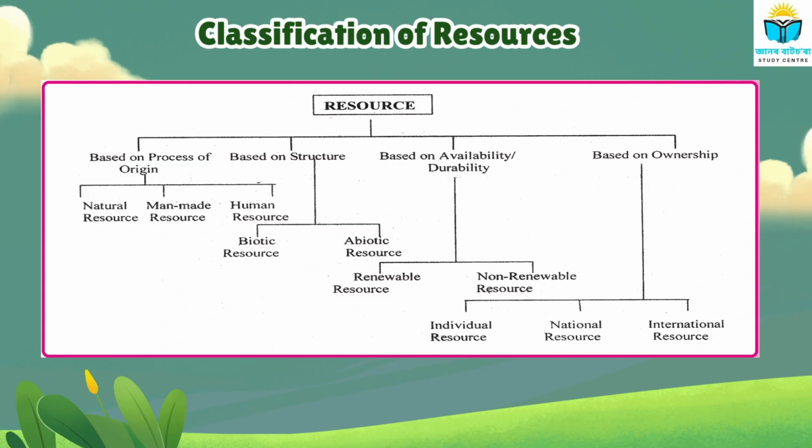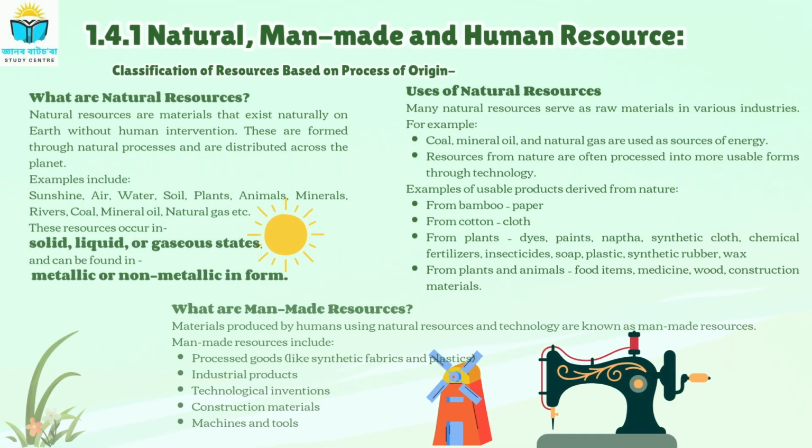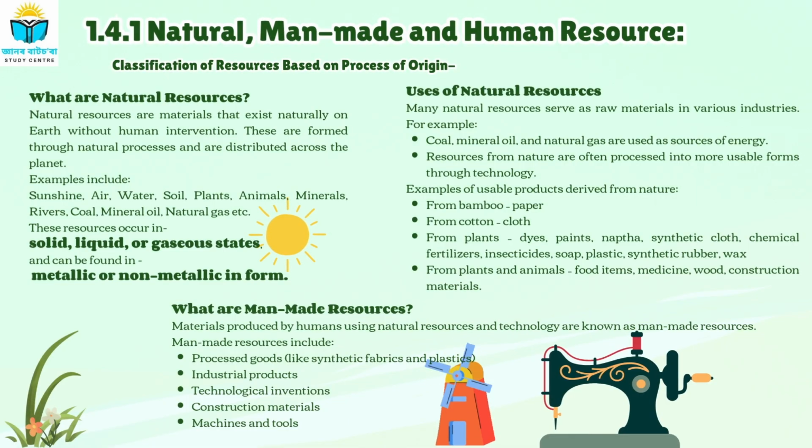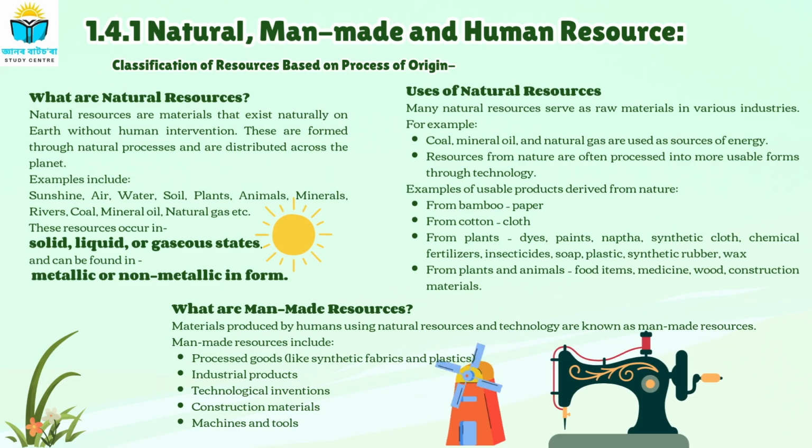And based on ownership, resources are divided into three categories. Those are individual resources, national resources, and international resources. This classification helps us understand how different resources are used, managed, and conserved. Let's now learn about the classification of resources based on their origin, focusing on natural, man-made, and human resources.